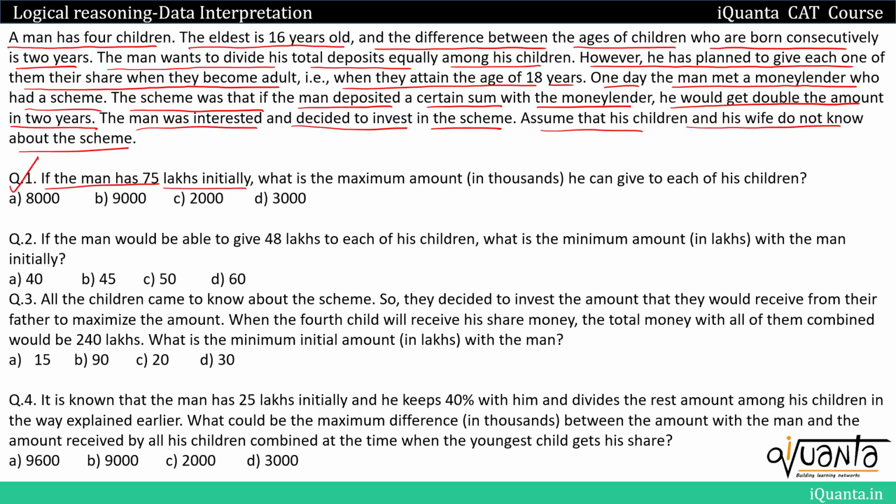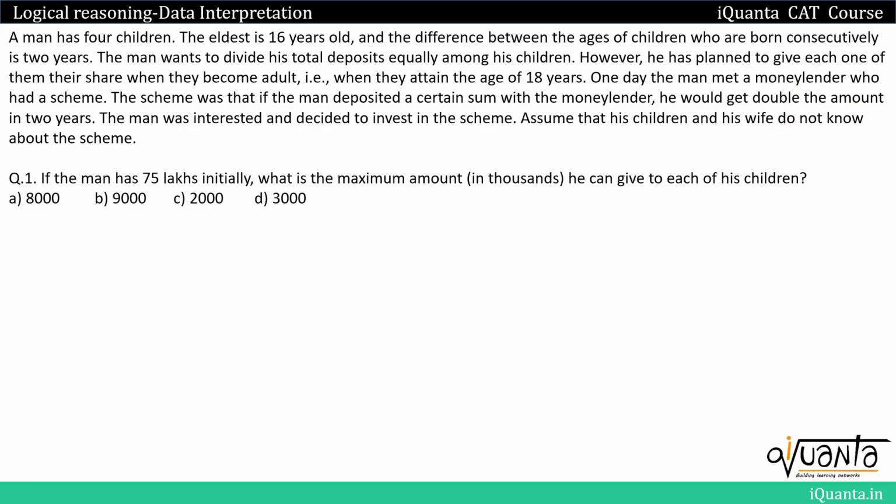First one is, if the man has 75 lakhs initially, what is the maximum amount in thousands he can give to each of his children? So let's go to the next slide. We'll need some space to solve the question. So initially he has 75 lakhs. What is the maximum amount in thousands he can give to each of his children?